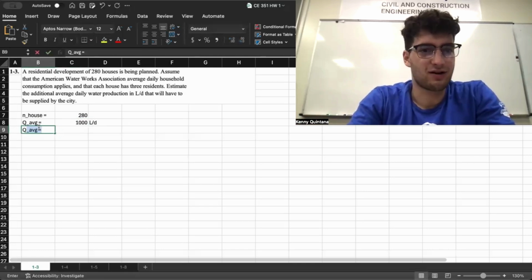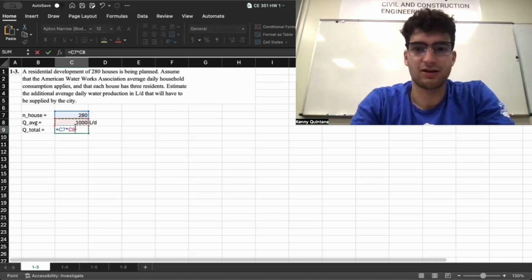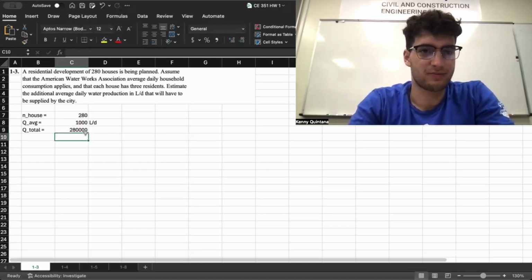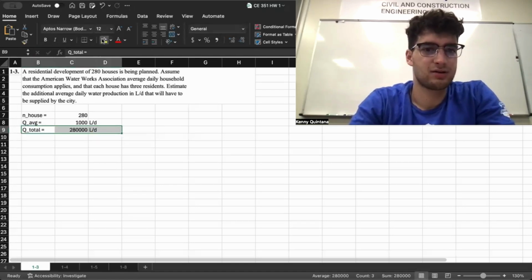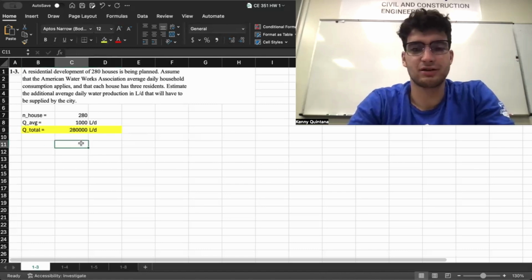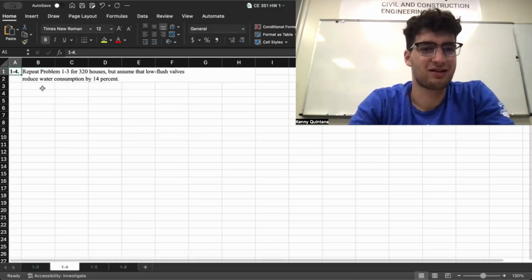So let's just find the total demand that the city needs to produce. 280 houses, 1,000 liters per day per house. Liters per day. And that's going to be just about 280,000 liters per day. That was a pretty quick question, so let's move on to the next one.